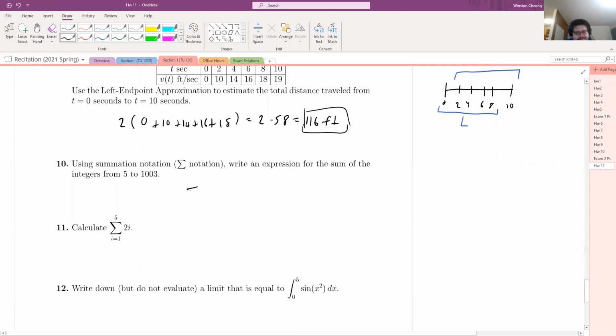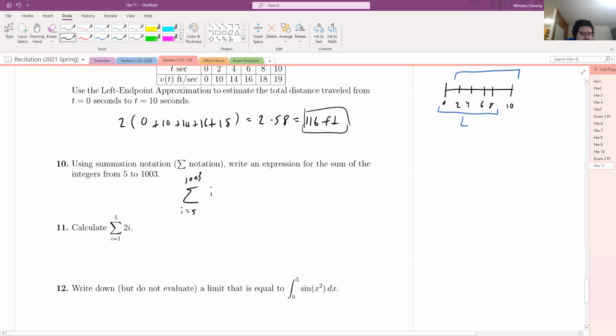This problem, number 10, is asking us to sum the integer values from 5 to 1003. The easiest way to do that is to just make the summation do exactly as it's said. We're just going to sum the values i as i runs from 5 to 1003. This represents the sum that you would have to compute normally. You're not transforming the function at all, so it's very easy.